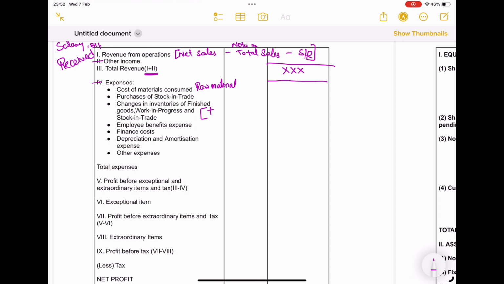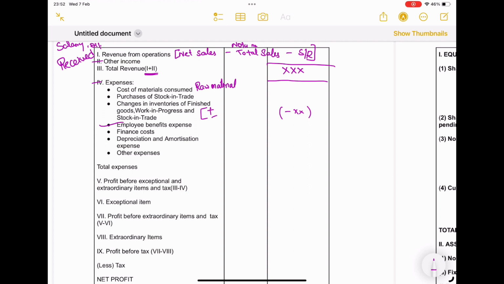If it is negative, just mention a negative value. Negative means you have to subtract it while adding. You know that, right? So employee benefit expenses: these expenses are fully related to employees.